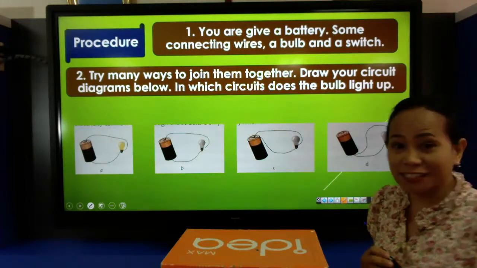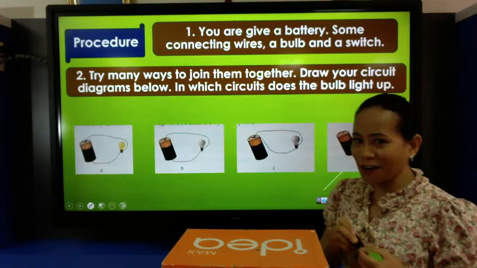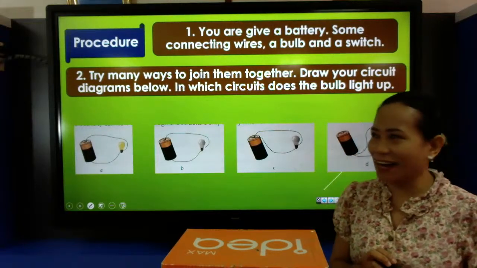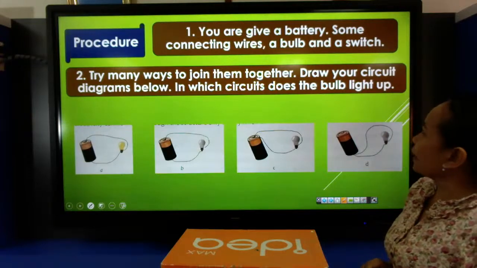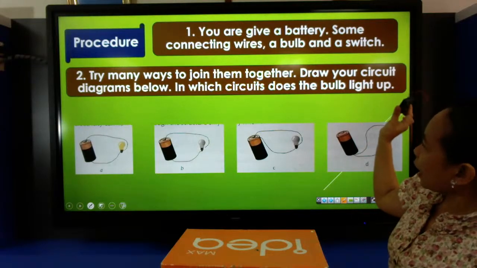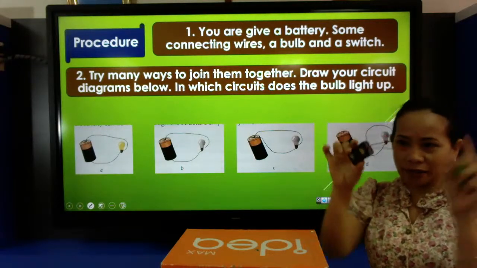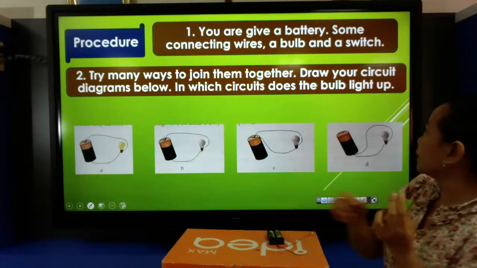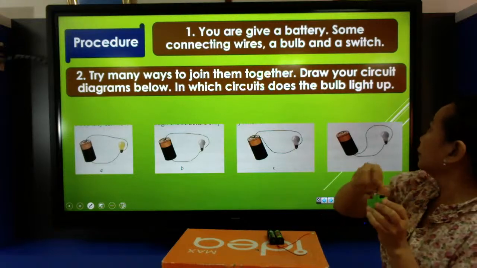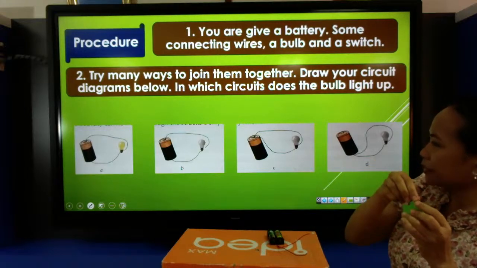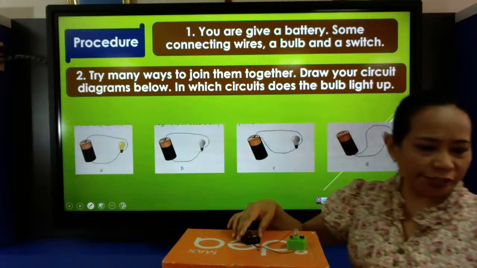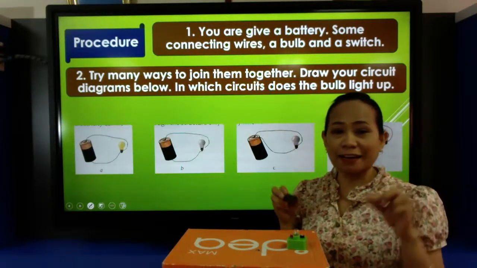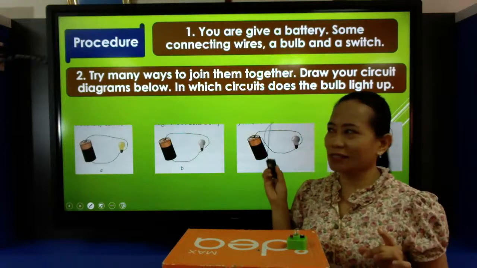Supposedly this is your activity, but this is online, so I will show it to you so that you know where the answer is. We have here a connecting wire connected already with the battery, and then we have a bulb and a bulb holder. Do we need a switch? I have a switch here. Later we will use a switch, but this is a very simple electric circuit without a switch.